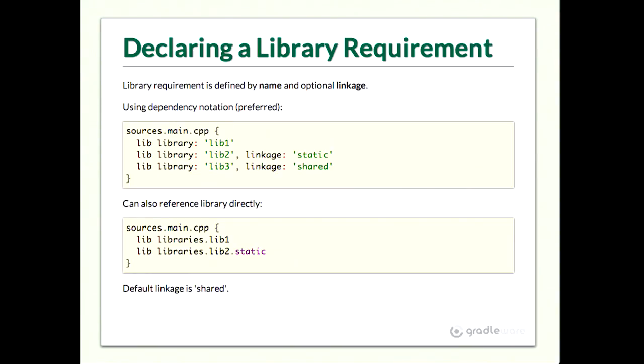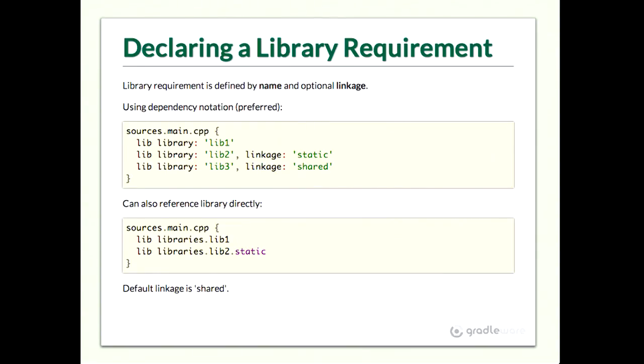We're saying the main C++ source set requires a bunch of libraries. It's requiring a library named lib1, a library within the same project. This is a library in the same project named lib2 with a static linkage, and a library named lib3 with a shared linkage. The default is going to be shared, so by default, Gradle's going to choose the shared linkage. This is kind of the preferred notation because it's a dependency notation, and we want to start doing some clever things in the future with it.